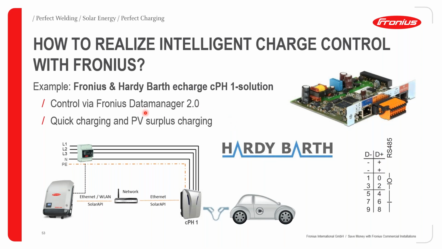Control is done via the Fronius data manager, and of course it has quick charging and makes use of the PV surplus energy to charge your EV as programmed. Exactly, as programmed. As you can see, we have a single line diagram of how the connection is done. You have your power cables connected to the charging point, and then the communication done via a router, and that is it. The charging comes forth automatically, well adapted to your excess PV generation.